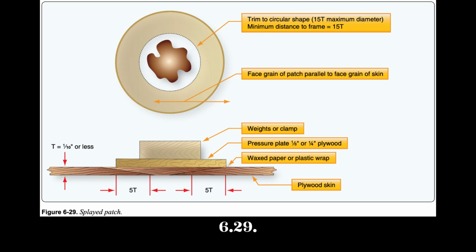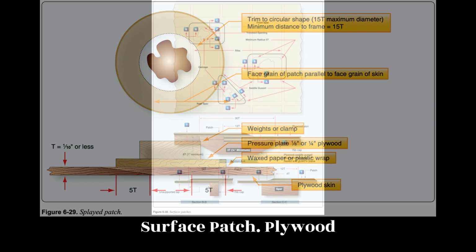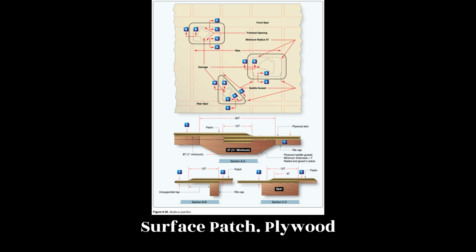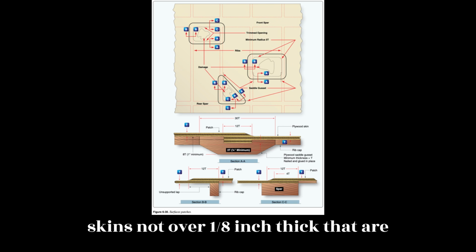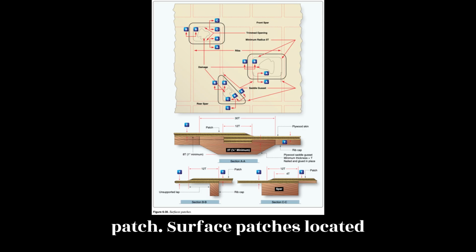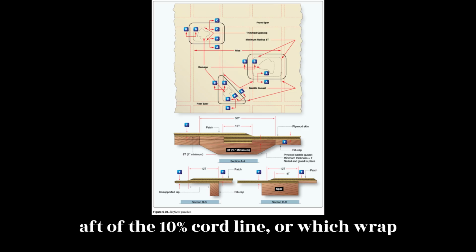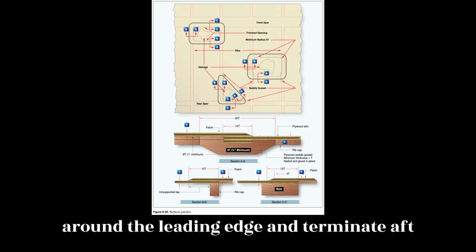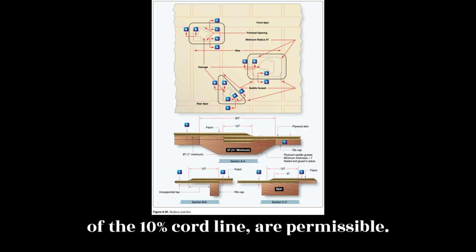Figure 6.29. Surface patch. Plywood skins not over 1/8 inch thick that are damaged between or along framing members may be repaired with a surface or overlay patch. Surface patches located aft of the 10% chord line, or which wrap around the leading edge and terminate aft of the 10% chord line, are permissible.